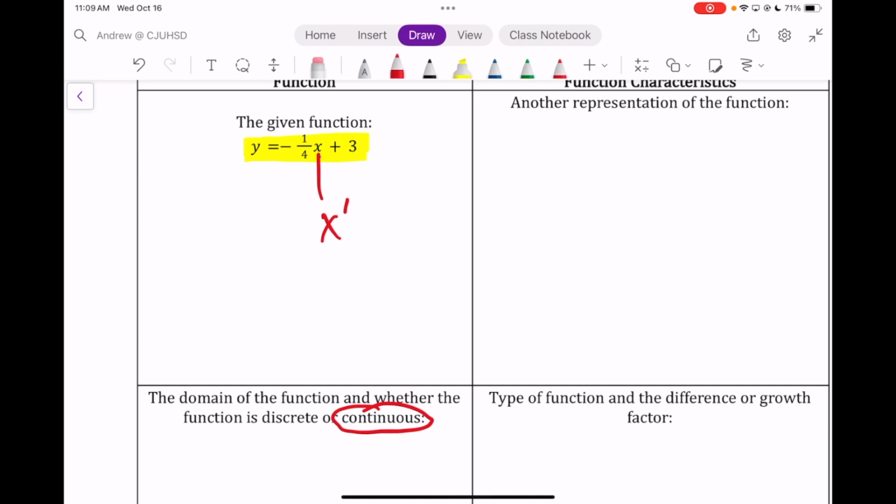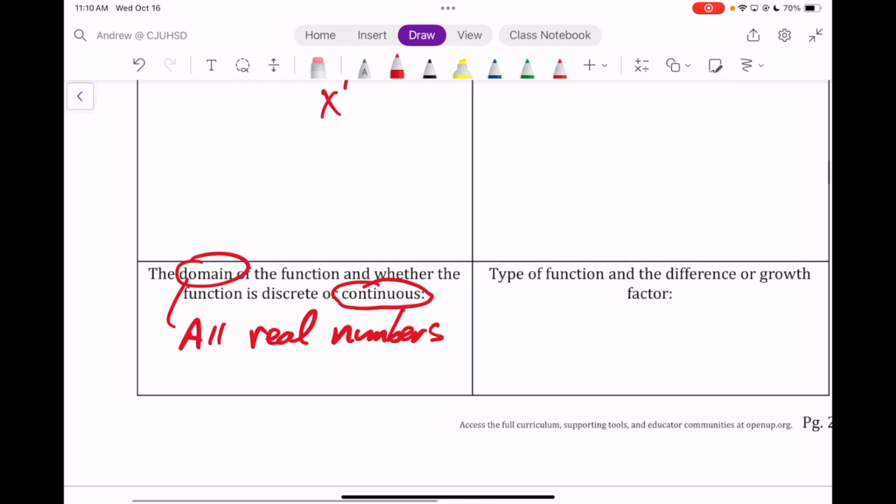And as far as the domain goes, that would mean what kinds of numbers can you input into this function? And really, any kind of number will work. Fractions, decimals, percents. So we'll just say that the domain for this is all real numbers. Let's look at our next one.